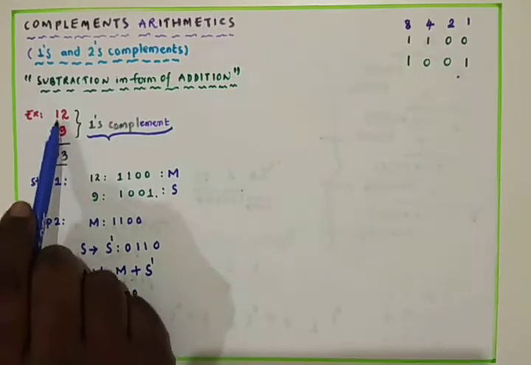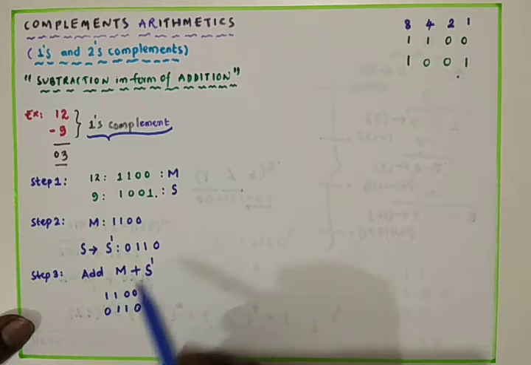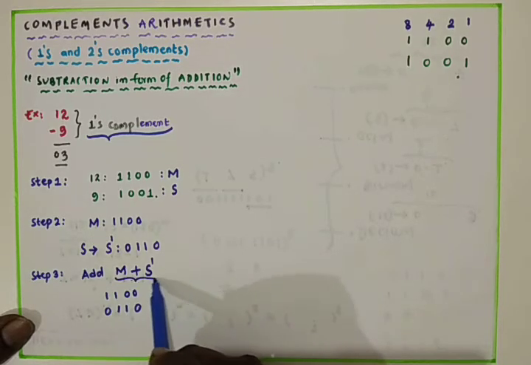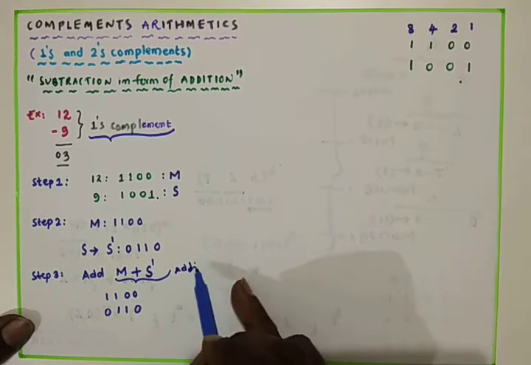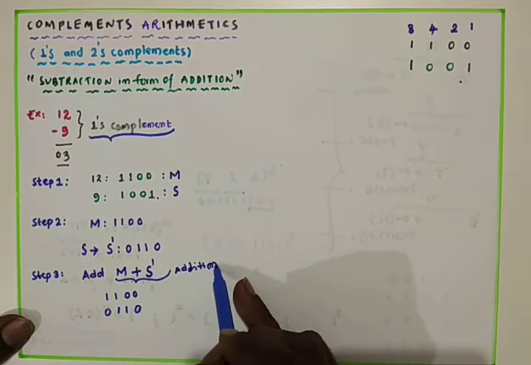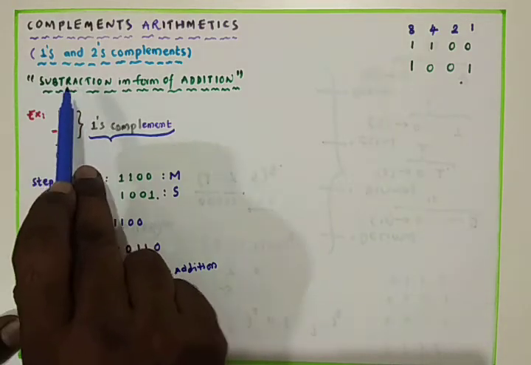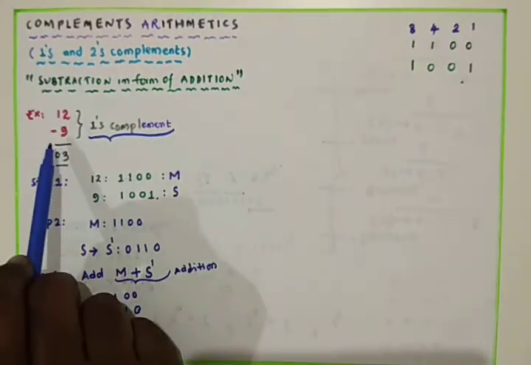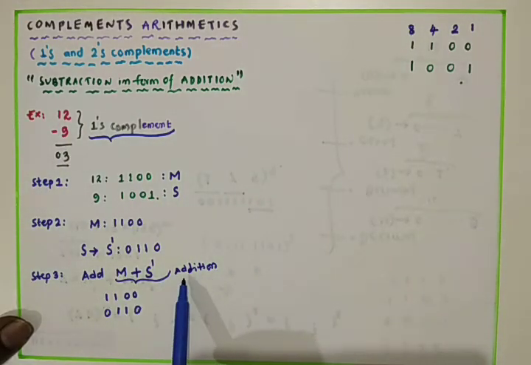Actually the question is a subtraction: 12 minus 9. But we are doing this subtraction in the form of addition. Now onwards it is addition. What is the main benefit of the complements? We can perform the subtraction in the form of addition. The given question is a subtraction, but we are performing it in the form of addition.